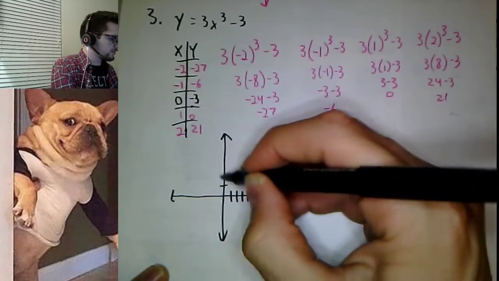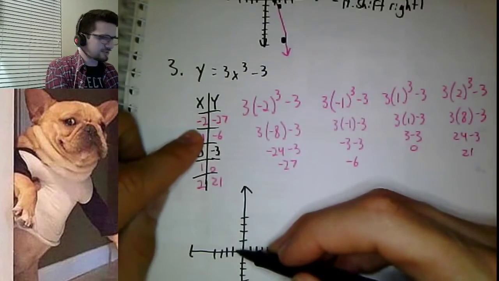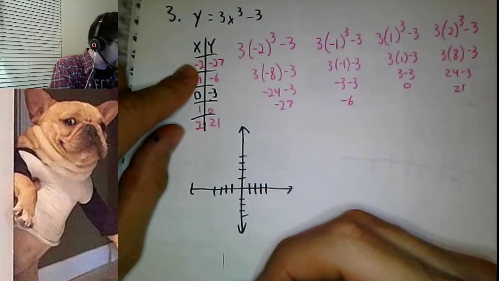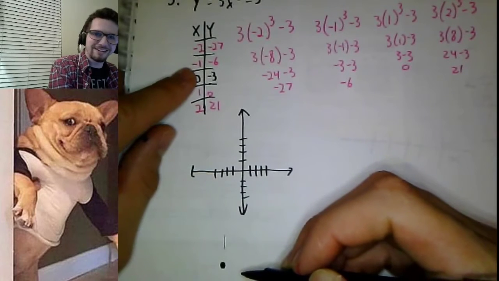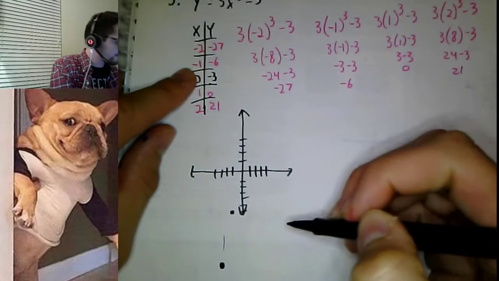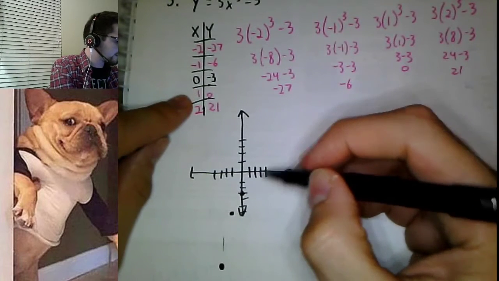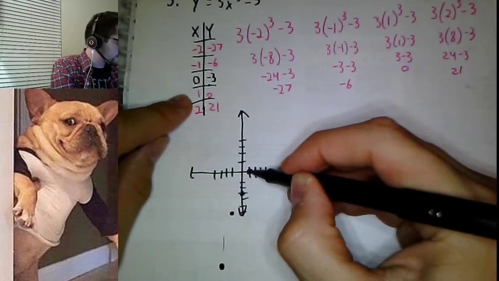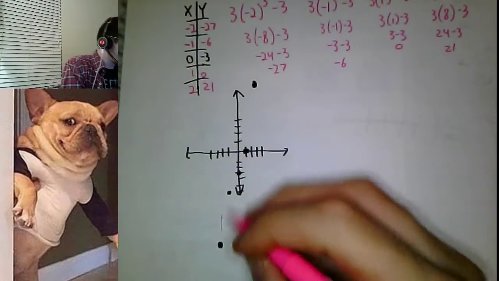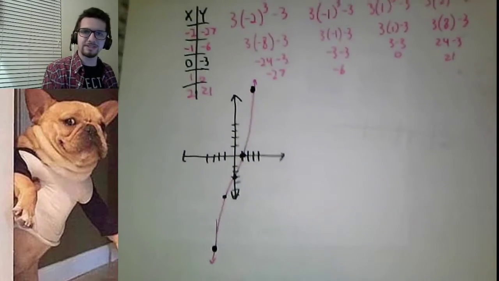1, 2, 3, 4. My first point. Left 2, down 27. So I'm going to have to really guesstimate here. Left 2, down really far. I'm just going to draw it down there. Left 1, down 6. 1, 2, 3, 4, 5, 6. 0, down 3. 1, 2, 3. Over 1, stay at 0. And then positive 2, 21, way up here somewhere. If I trace these dots, squiggle, squiggle, I end up with that.